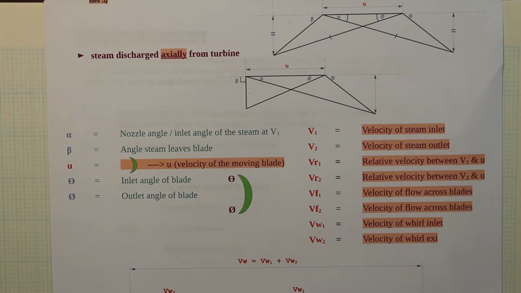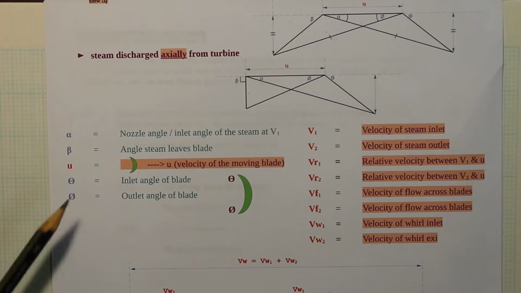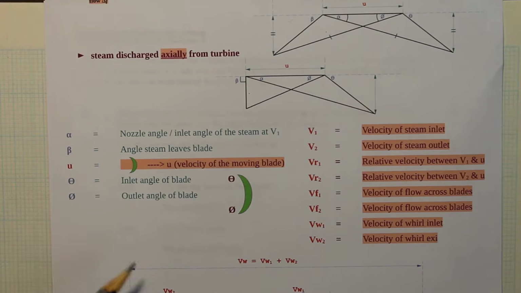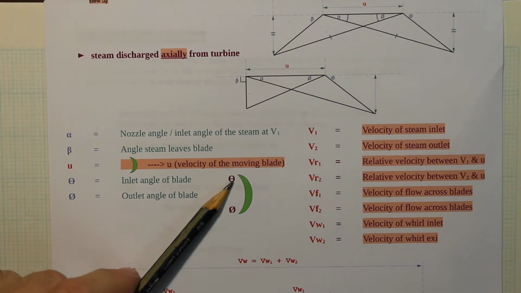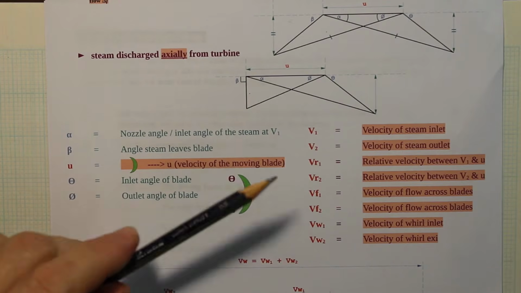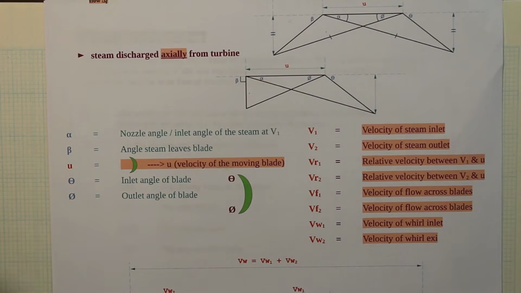What is u? Okay, that's not an angle, but that is the velocity of the blade, the speed at which the blade is moving. What is theta? What is phi? There it shows you the inlet blade angle and the outlet blade angle, and then you need to know these different velocities. All of that you must really commit to memory. Otherwise, you'll suffer with this forever.